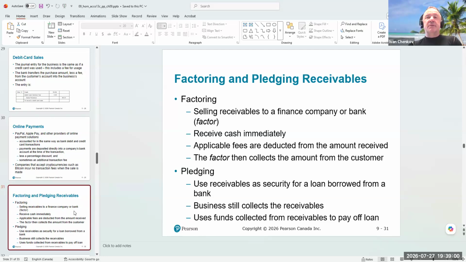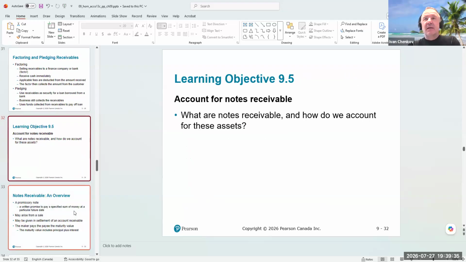Pledging is when we use the accounts receivable as collateral or security to get a loan from the bank. For example, some banks give you a line of credit which is attached to your balance of accounts receivable. But if the accounts receivable balance drops under a certain amount, then that credit, that loan, is due. So that's another thing the banks can put in.